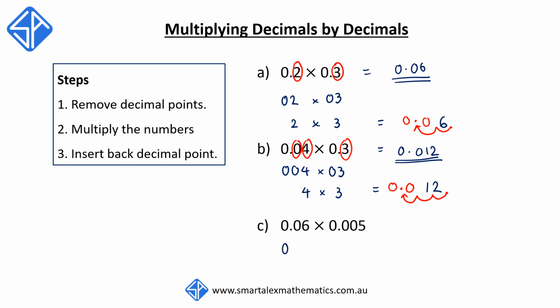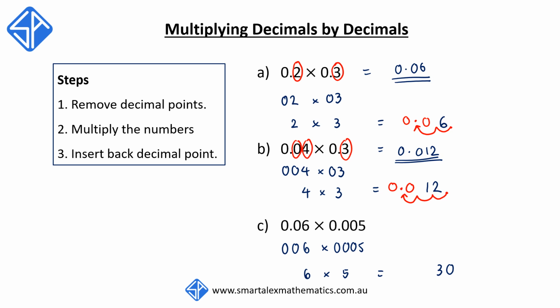Next one, 0.06 times 0.005. Remove the decimal points. We have 006 times 0005. All the zeros at the front are insignificant, so we have 6 times 5. Second step, multiply the numbers together. 6 times 5 is equal to 30.